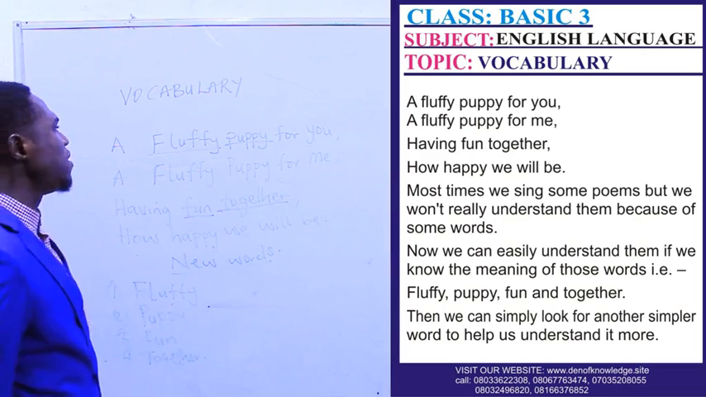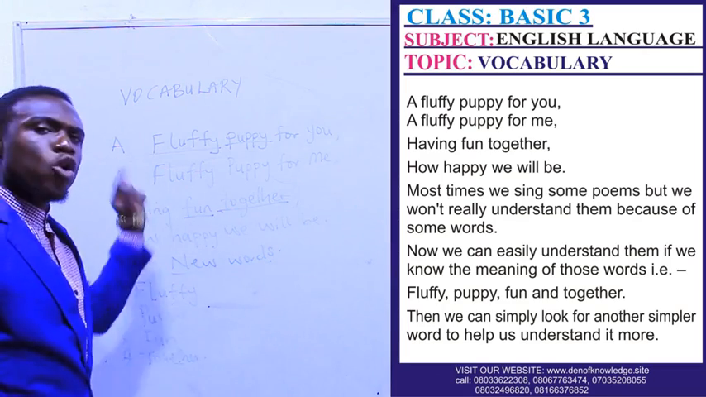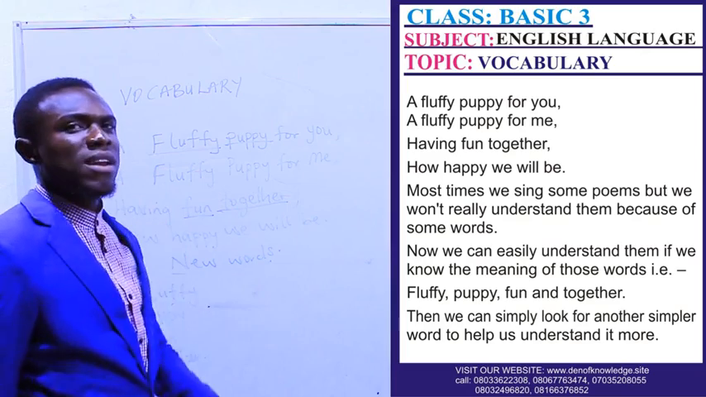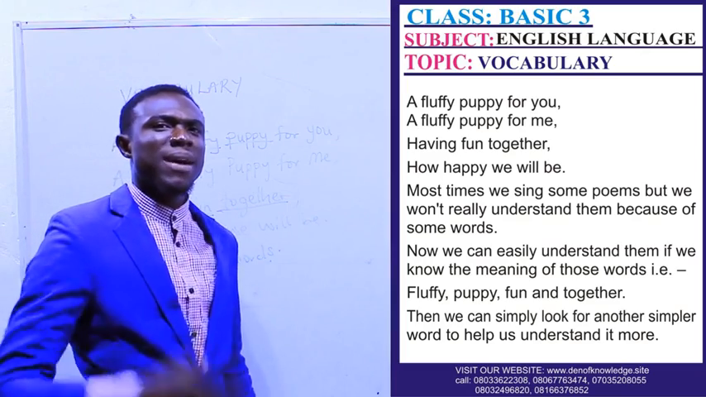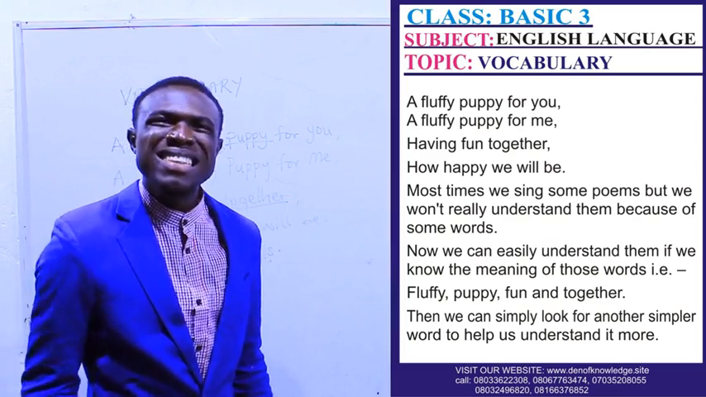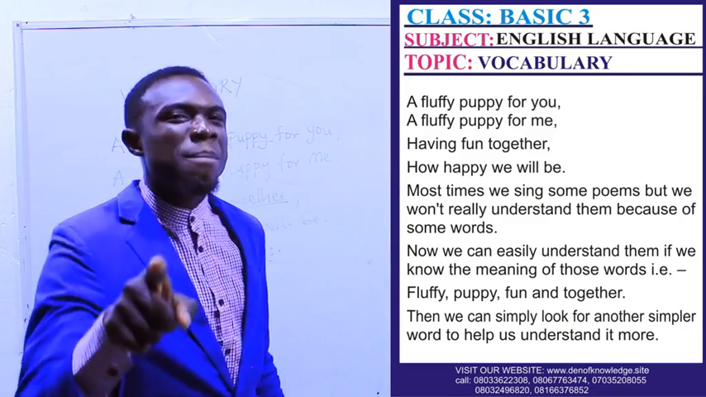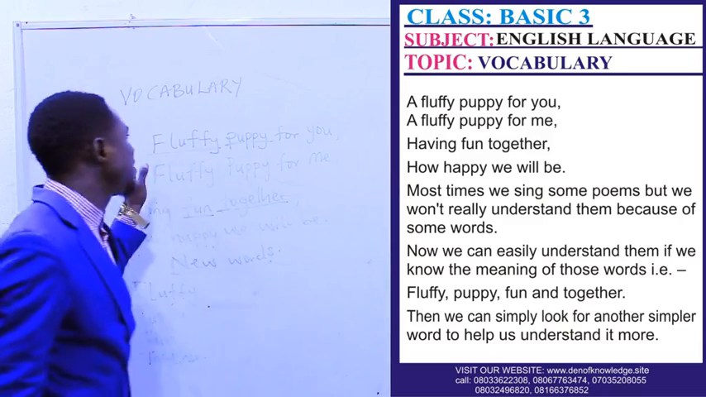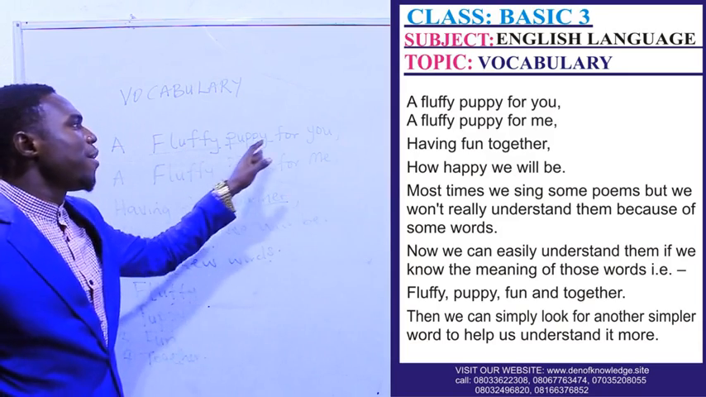Once you have gotten to know this, go back to that particular poem. Go back to that particular note. Go back to that particular sentence. Go back to that particular passage. And then read them again. This time, you will find the secret meaning of that particular thing. Like this one, it means a fluffy puppy for you.